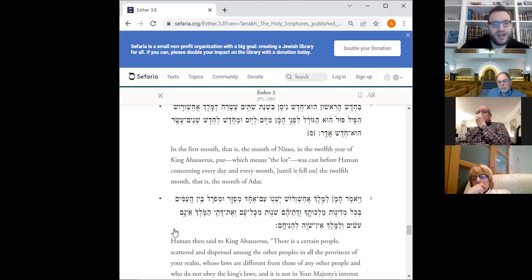Now, this really epitomizes Haman's philosophy. You have this man who is so filled with anger by the actions of one man that he is going to kill an entire people.